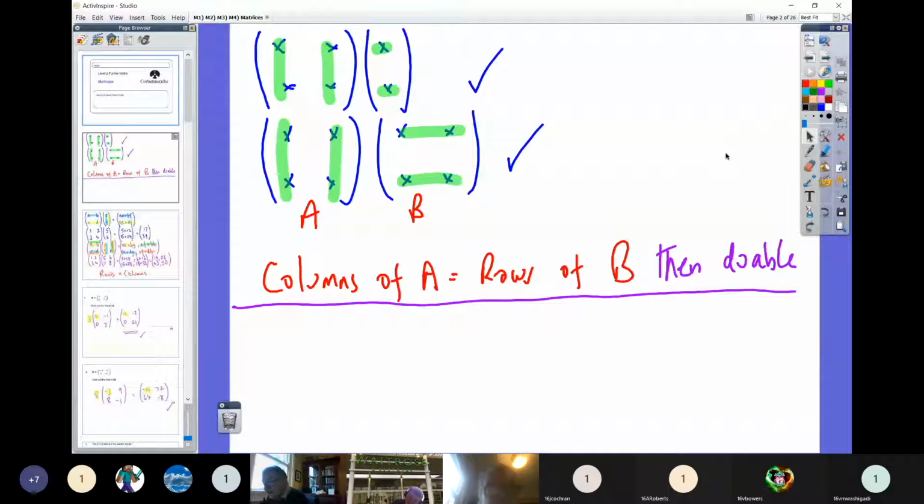So if you ever get a part C of a question that has it the other way around, where you've got the two in a column first and then the 2x2 second, you just say it's because the columns of A doesn't match the rows of B, then you can't do it. So all the questions will be in that format, either like the two at the top or the two below.